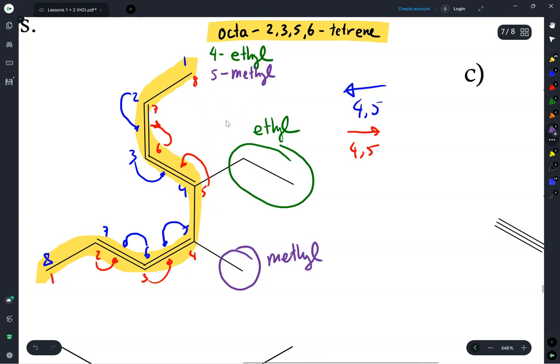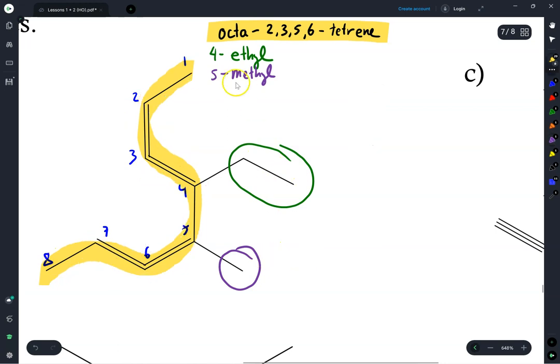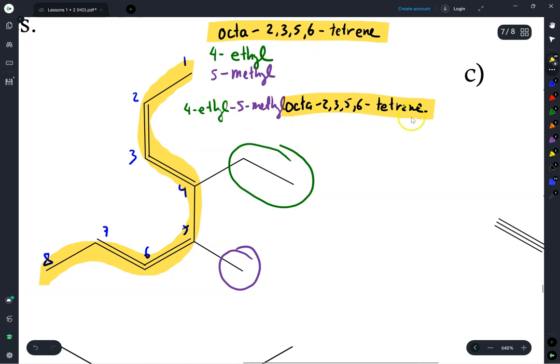Once again, let's go over the priority list. The priority list is to give the lowest numbers to the multiple bonds, but as we saw, going left to right, it's identical in both cases, 2, 3, 5, 6. Okay, fine. The next tiebreaker is to give the lowest number to the branches. But again, with the branches, we still get a 4 and a 5 in both directions for the address number of our branches. So the final tiebreaker, alphabetical order. Give the ethyl the lowest possible number because alphabetically it comes before methyl. Ethyl comes before methyl. All right, let's put it all together. And we get 4 ethyl, 5 methyl, octa, 2, 3, 5, 6 tetrene.